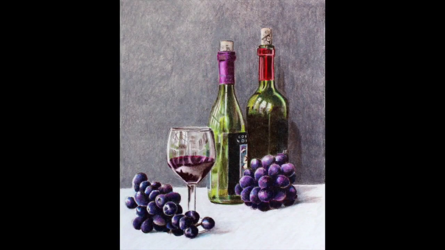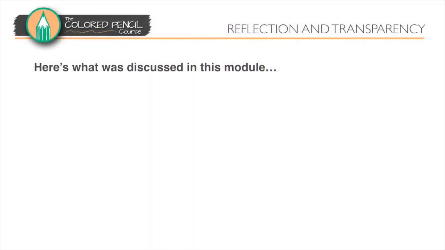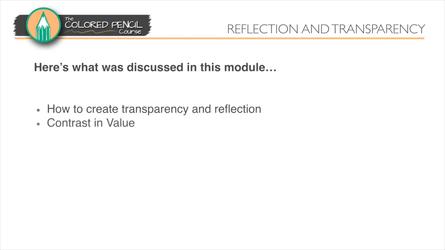And now our still life drawing is complete. Here's a look at what was discussed in this module. We took a look at how to create transparency and reflection in a colored pencil drawing. This included paying attention to the contrast and value, and creating varied intensity to create the illusion of transparency. We also focused on the reflected shapes that were observed in the photo reference. In the next video in this series, we're going to take a look at how to transfer a photo or a drawing to another surface.